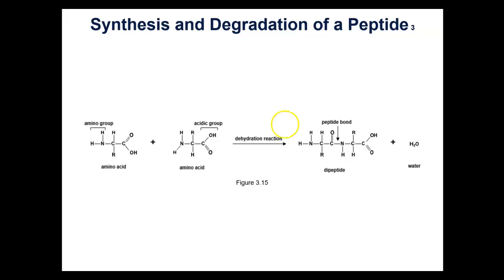Okay, so if two amino acids are joined together, that occurs by dehydration synthesis reaction, and the acid group from one amino acid is joined to the amino group of the other, and this is where that bond would be. This is a peptide bond that joins the acid group of one amino acid to the amino group of the second amino acid. And like all dehydration reactions, water is removed.